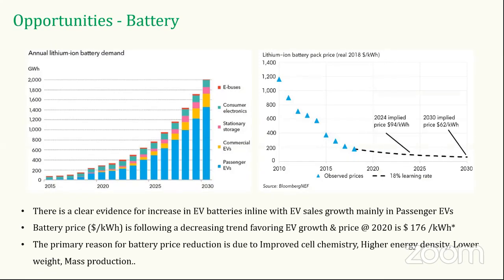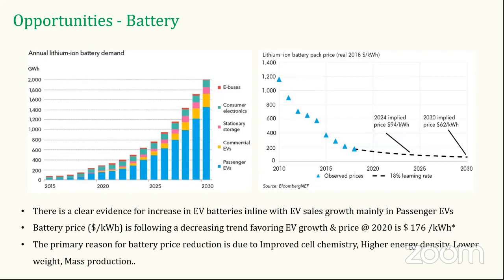Since we talked about the battery cost, this chart on the left-hand side shows what the battery demand is today, at 2015. If you see, the battery demand is less than 200 gigawatt hours, but the situation is going to grow. By 2030, you see the demand of passenger electric vehicles, which would be demanding lithium ion batteries. Almost 70 to 80% of the battery electric vehicles, especially in the passenger segment, would need a lot of batteries, mainly from the lithium ion chemistry. So this shows that clearly the EV battery demand is going to grow from now till 2030.